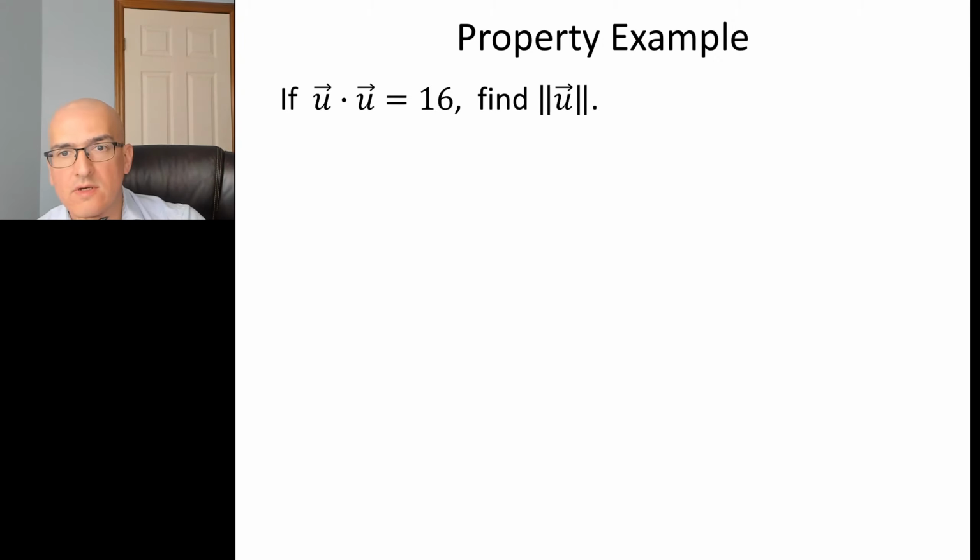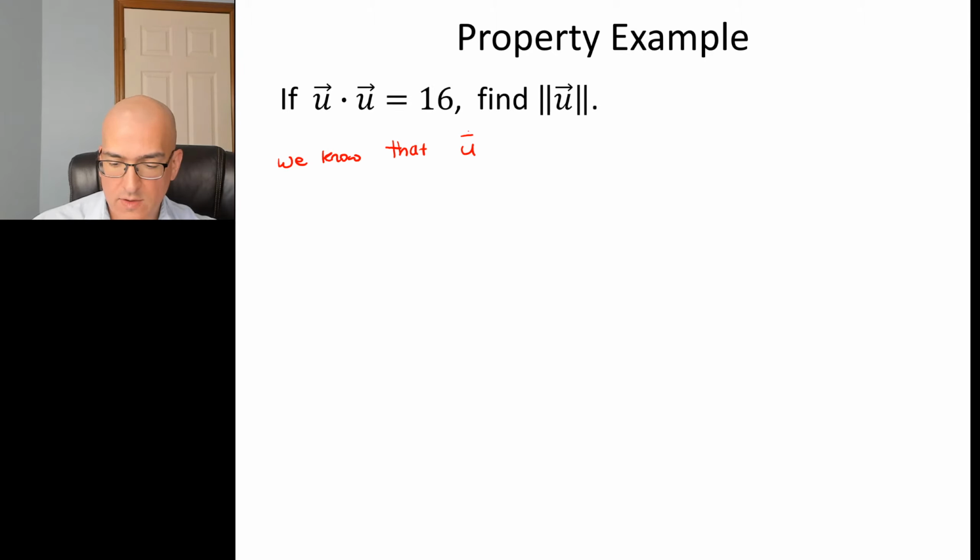First question that tests those properties directly. We're told that u dot u is equal to 16. And based only on that information and no other information about the vector u, we're asked to find the length of u. This can be answered in the following way. We know that u dot u is equal to the length of u all squared. That's one of the properties on the previous slide.